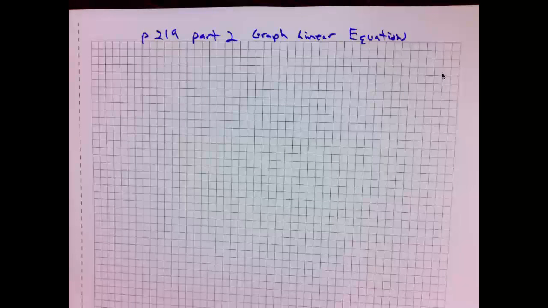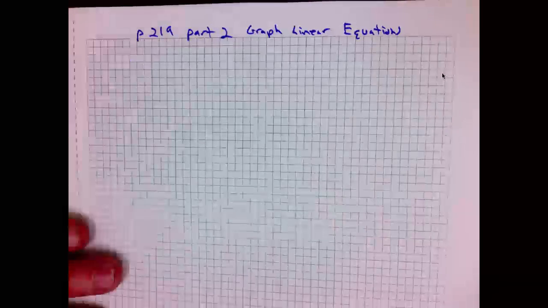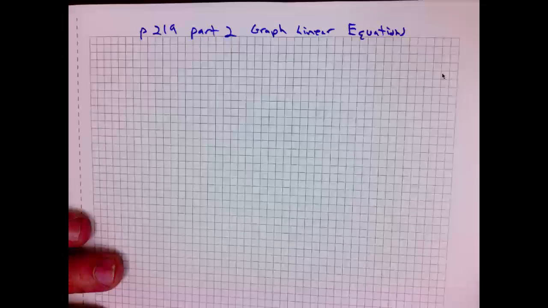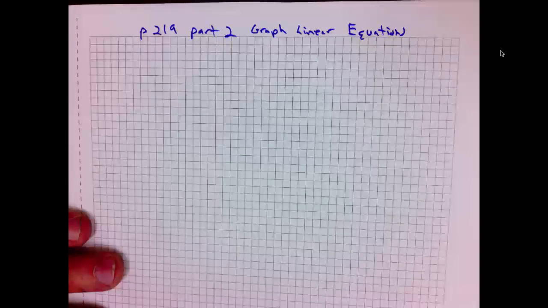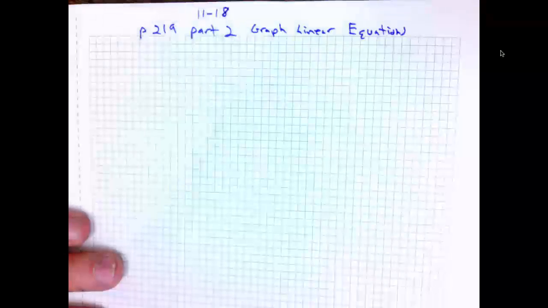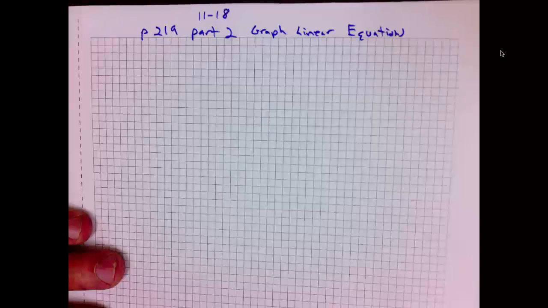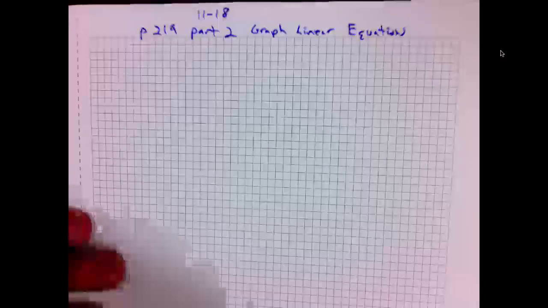We will be looking at page 219, part 2. We worked on page 219 as well yesterday. We're dealing with graphing linear equations. Our assignment was 11 through 18. We've already done a couple of these in class. I'm now going to look at problem number 15.